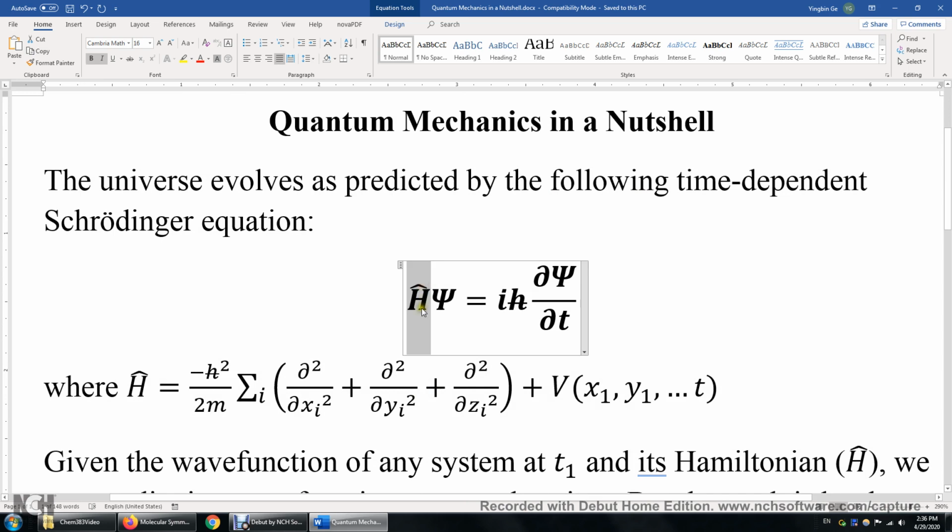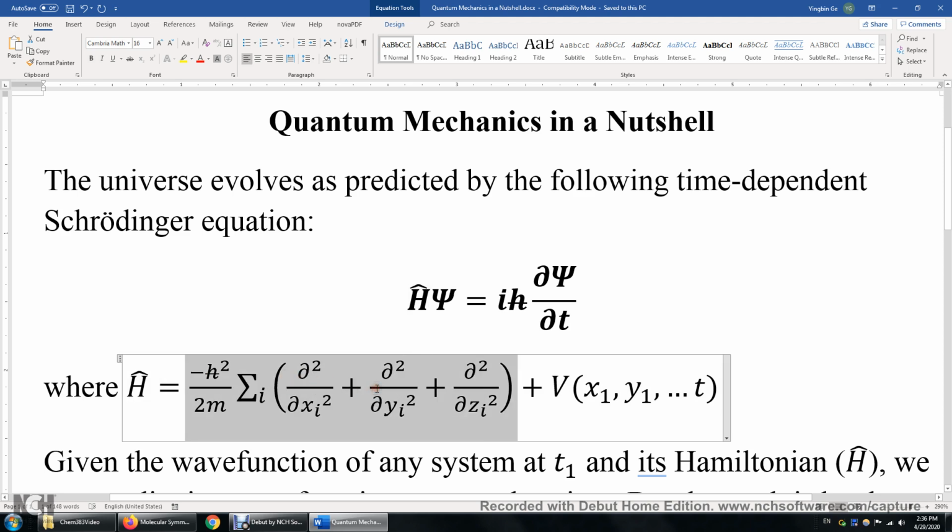Again, H is the energy operator. Therefore, H is the sum of the kinetic energy operator and potential energy operator. The potential energy operator looks easier. It depends on the positions of all the particles in the system. It also depends on time. So you see this time here.